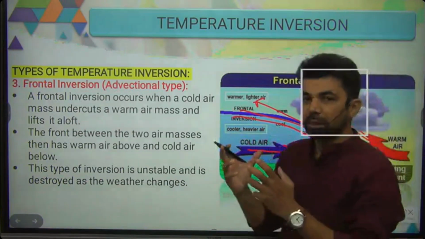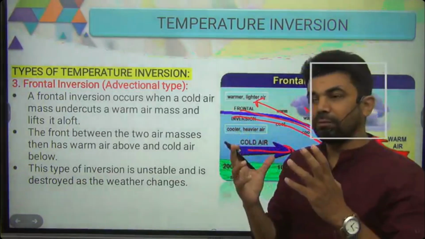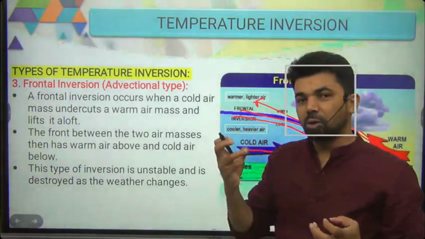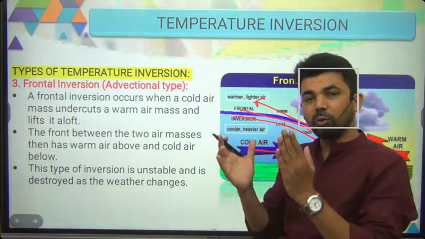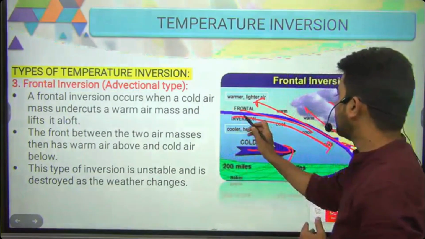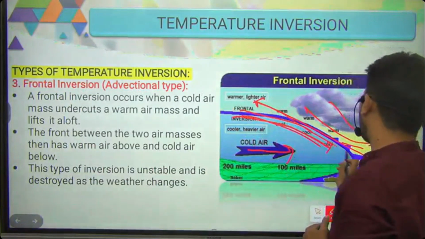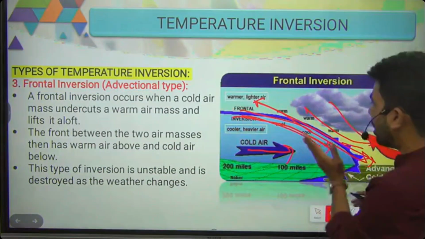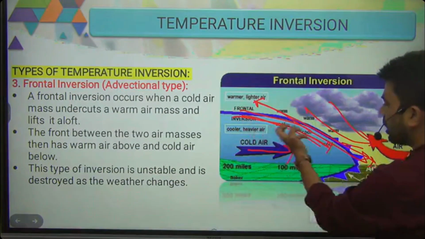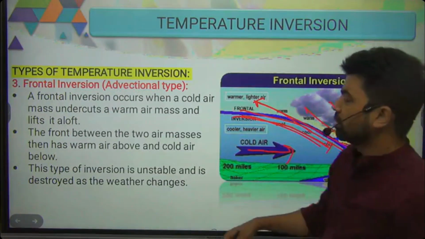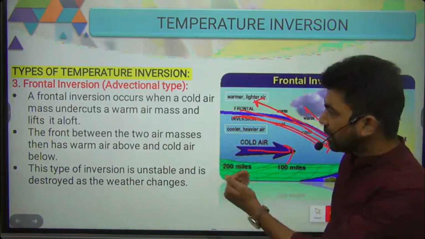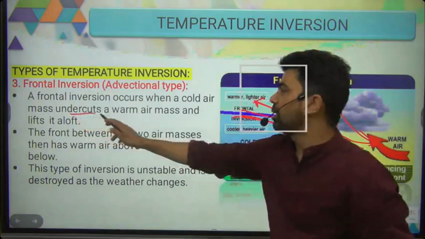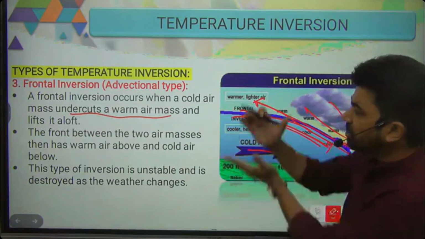Generally what happens is that if a cold object and a hot object come together, like clouds and air, they mix up. But here they don't get mixed up, rather a front is being created where the warm air is being pushed up and the cold air sinks in. Okay, so frontal inversion. A frontal inversion occurs when a cold air mass undercuts a warm air mass and lifts it aloft.